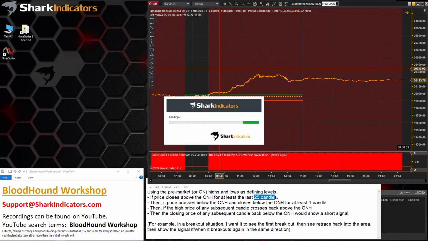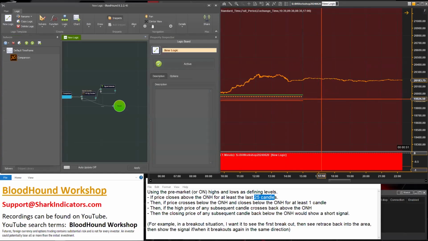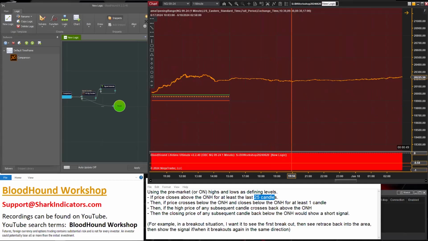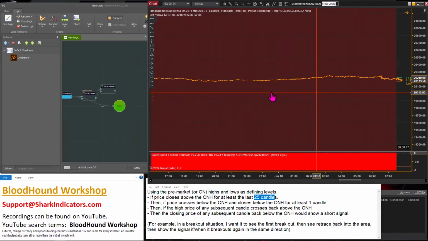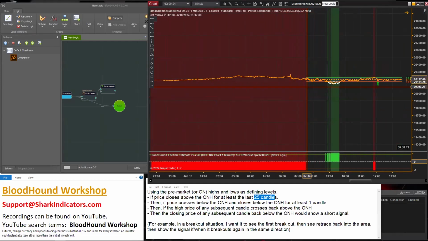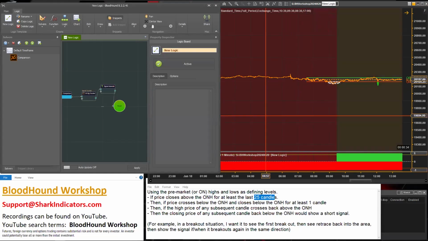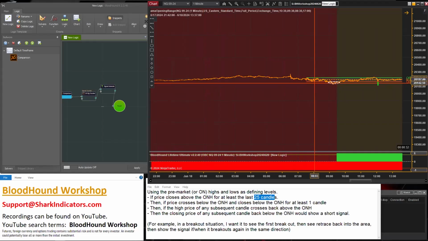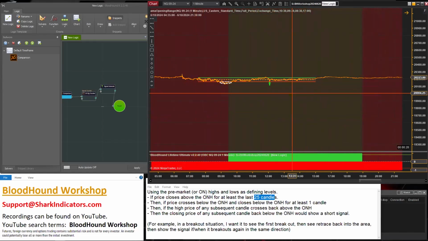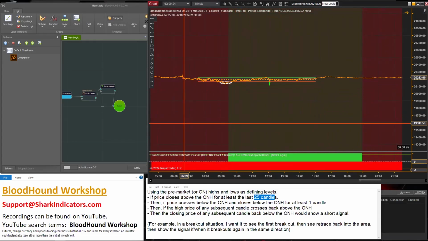Okay, so what I'm going to do is fix this short output here from the overnight session. As we can see from the signal extender, we're getting this short extended all the way into the next day, and so we need to clean that up.